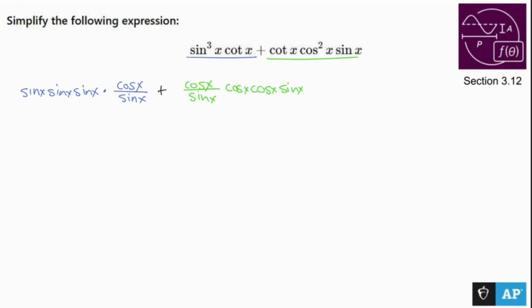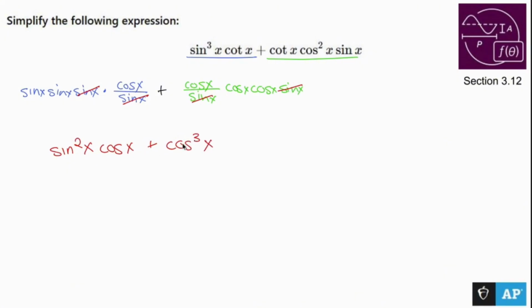Let's see if anything crosses out. Sine x over here over sine x over there. Sine x over here and sine x over there. What that leaves us with is 2 sine x's, so I will rewrite that as sine squared x again. Cos x is all alone here. Plus 3 coses, so I'll write that out as cos cubed x.